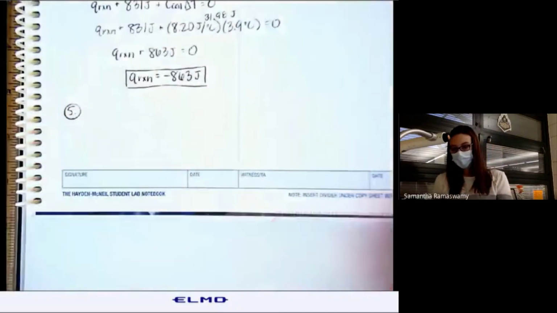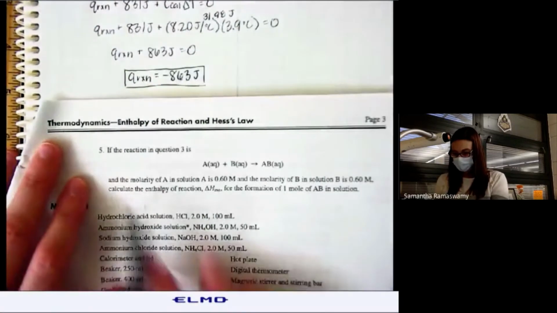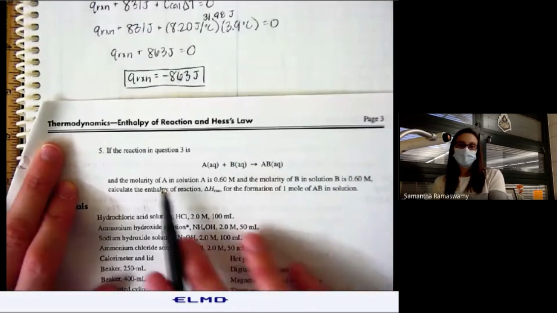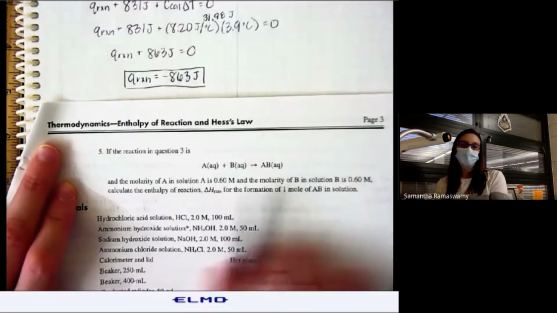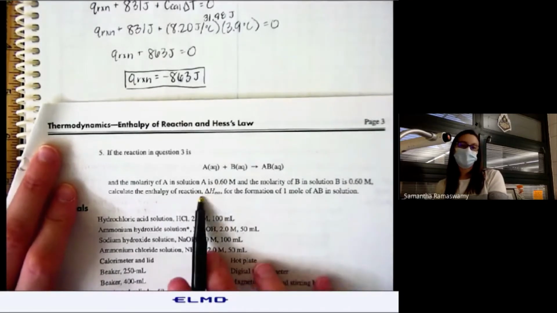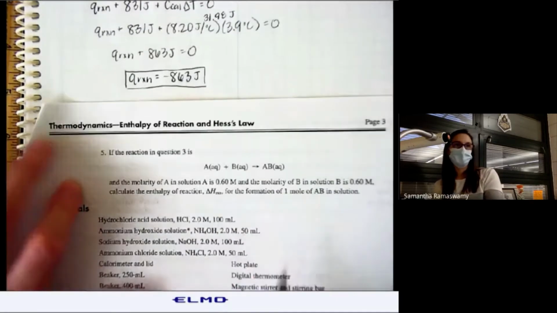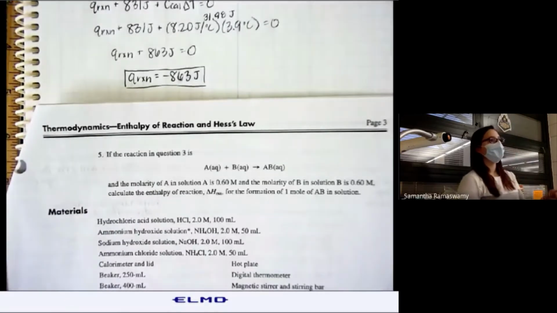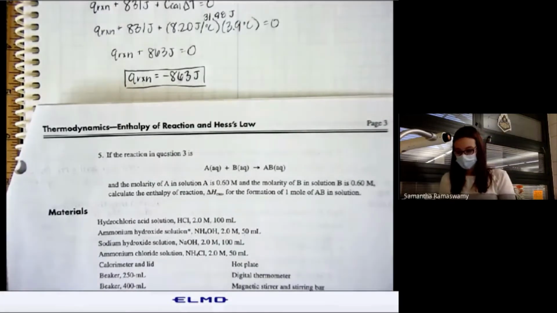Prelab question number 5 says, if the reaction in question 3 is A plus B yields AB, and molarity of A is 0.6, molarity of B is 0.6, calculate the enthalpy of reaction, so delta H, for the formation of 1 mole of AB. So now what we want is kilojoules per mole of AB. That's what this is asking for. Kilojoules per mole of AB.